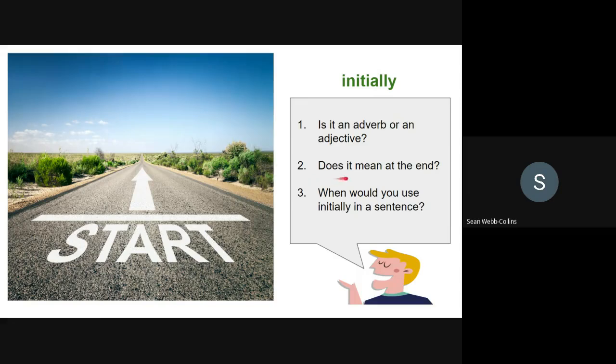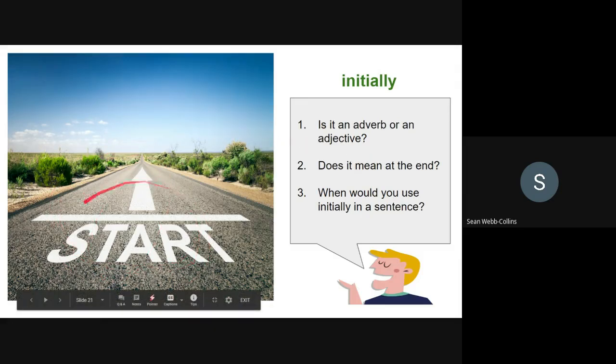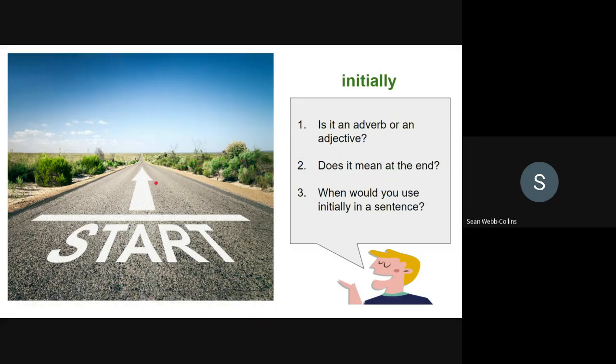And number two, does it mean at the end? Well, we can see from this picture, does it say finish line? No, it says the start. So does it mean at the end? No, it means at the start of something. And number three, when would you use initially in a sentence? Usually you would use initially at the start of a sentence.